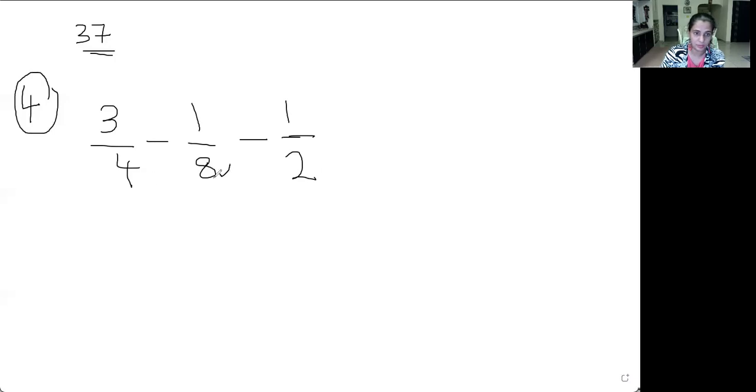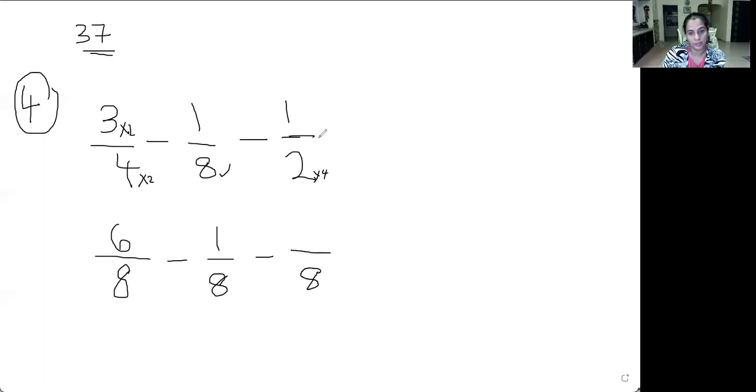4 gets into 8, 2 gets into 8. So this 3 over 4 must become something over 8. I know 4 times 2 will give me 8. Do the same thing to the number on top, so 3 times 2 will become 6. Maintain this as 1 over 8. Don't have to change anything here. And then over here, 2 times 4 becomes 8, and what you do at the bottom, you also do on top, so over here will become 4.